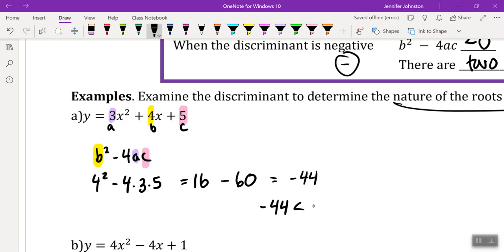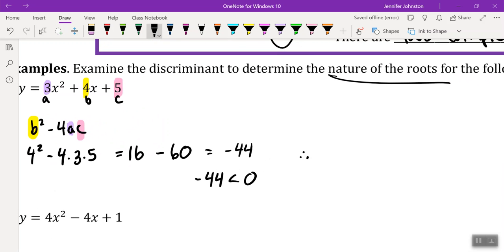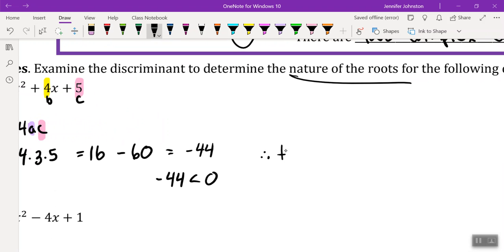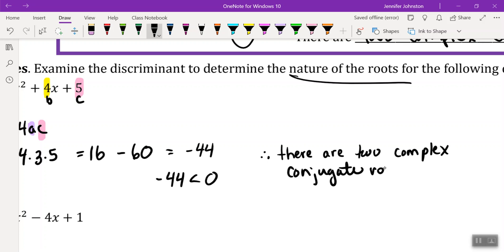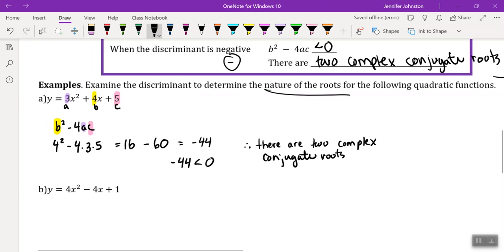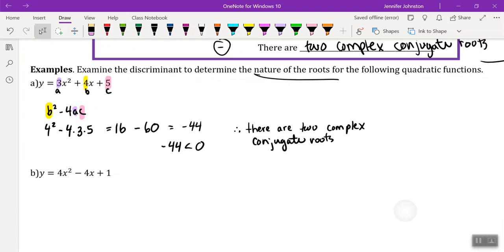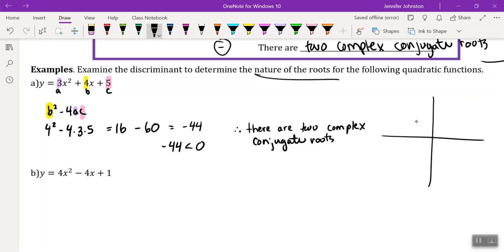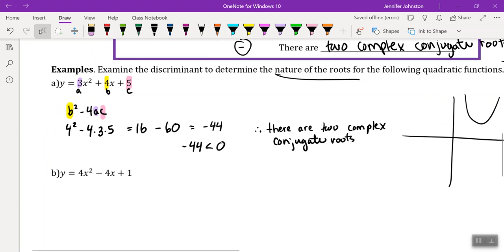Negative 44 is less than 0, so therefore there are going to be 2 complex conjugate roots. All right, so that means if we graph this, it's going to look like something that is not touching the x-axis. It's going to be up in the sky or down low, but it's definitely not touching the x-axis. It could touch the y-axis, that's totally fine if it has a y-intercept, but it's definitely not touching the x-axis, something like that.